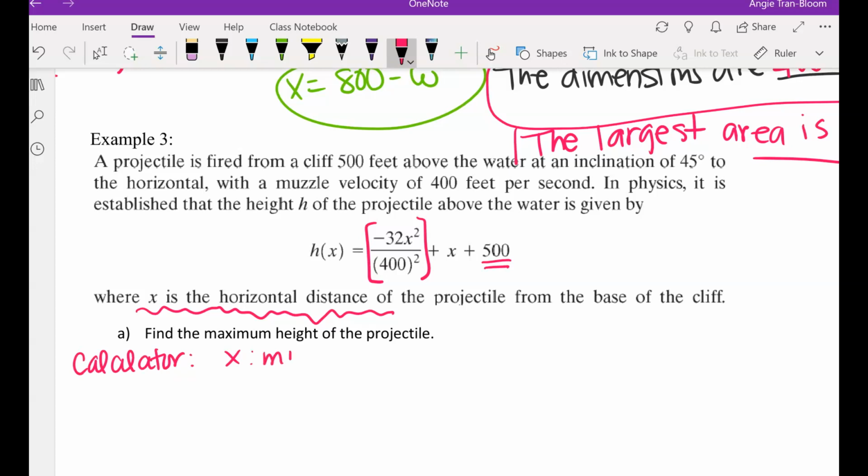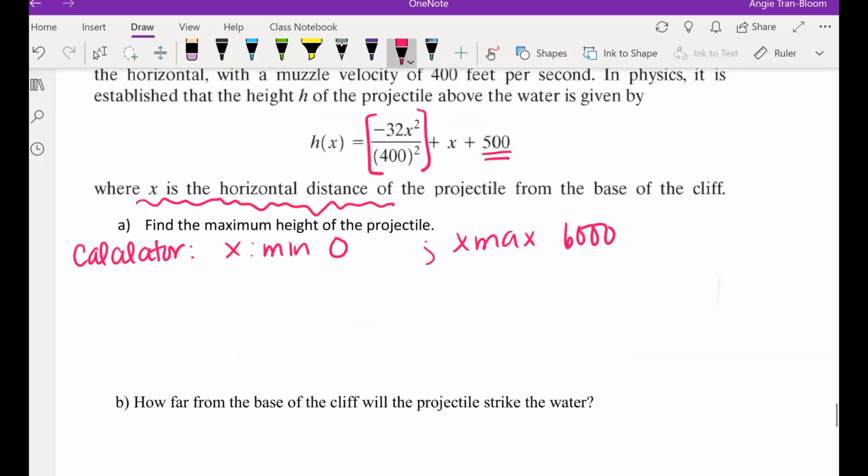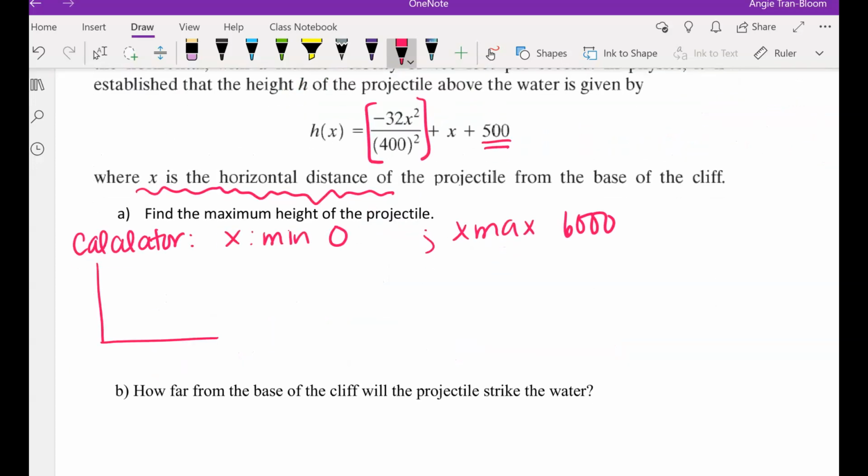So on the calculator, we said X min is 0. Someone give me your X max window? 6,000, thank you. Okay. Now, once you have that in, it's a parabola. It does not start at 0. It goes like that. Yes or no? Yeah. So this is your horizontal distance here. Horizontal distance. What's the y-axis, class? Y-axis, what do we label? Height. Height, you're right.